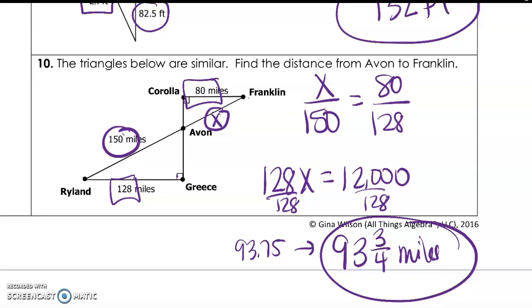So again, for these, if they don't give you a picture like these last two, just draw that picture. It's always going to be an L. You'll have 2 objects and 2 shadows. So just make sure you put them in the correct places and then set up your proportion, either going object to shadow, or you can go object to object, shadow to shadow, whichever one you prefer.